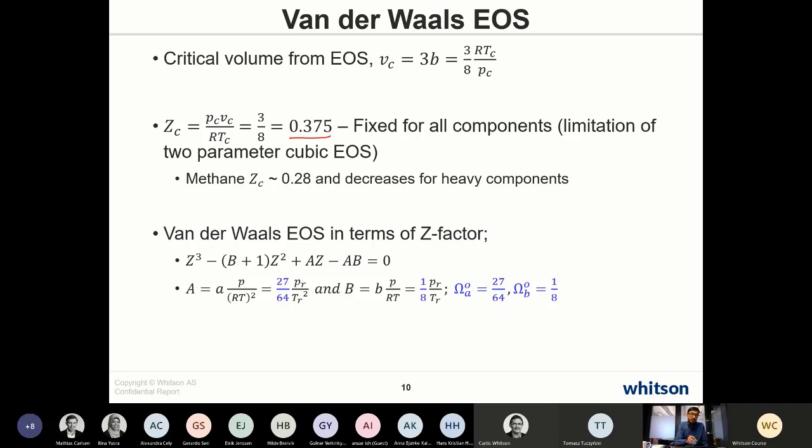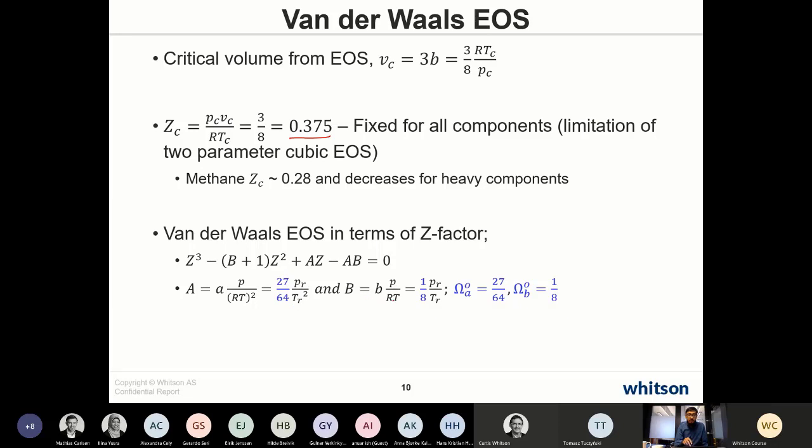So these are just the forms of the van der Waals equation. So that is now the coefficients. So B plus 1, that's the coefficient for Z square, and A is for Z and AB here. And the way we define A, the coefficient here is the small a times pressure over RT square. And we already know what is the value of a, so we can bring that. So it's reduced pressure and reduced temperature.